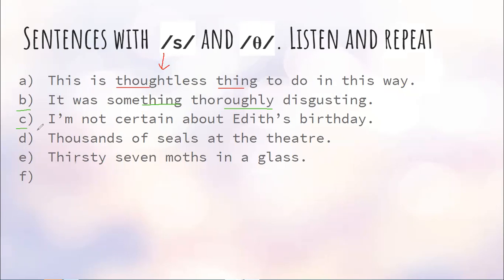So we continue with thousands of seals at the theater. Thousands of seals at the theater. Es que no me sale de nuevo. Puede ser theater o puede ser theater. No, y tú elige. ¿Sí? Thousands of seals at the theater. Claro, como hay intención. The theater, yeah. Thousands of seals at the theater.